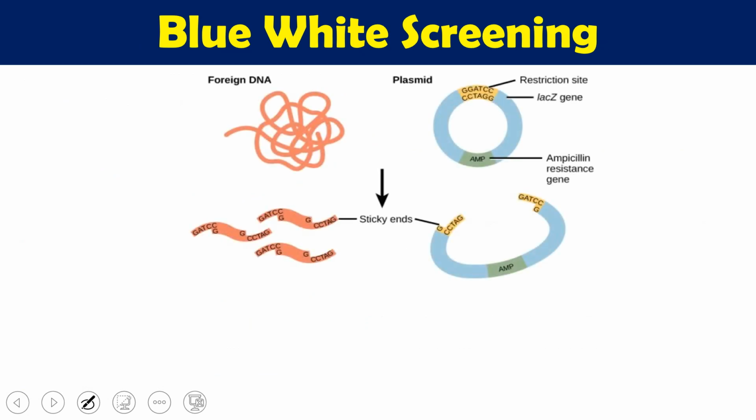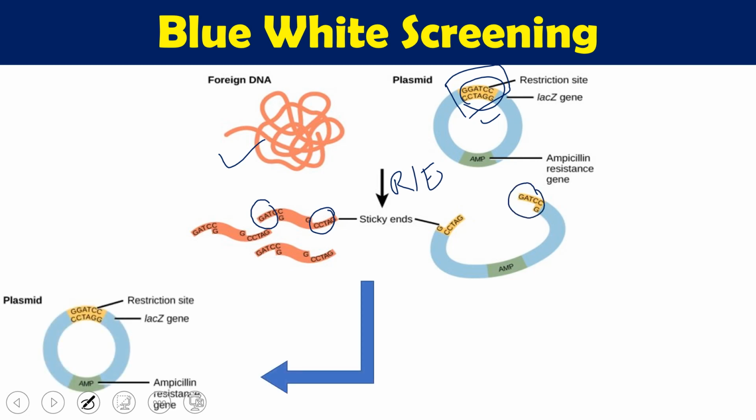Now what is going to happen in this blue-white screening? In this case, we have a foreign insert, foreign DNA which we want to clone, and we have a plasmid. In this plasmid, this portion is the LacZ gene, which has a multiple cloning site. We are going to use the same restriction endonuclease for both cleavages. So we get a similar type of cleavage, sticky ends, on the gene of interest, and a similar type of cleavage on the plasmid. So when you mix these two, it might be possible that the gene of interest is not inserted, and because this end is complementary to this one, the plasmid is going to be self-ligated.